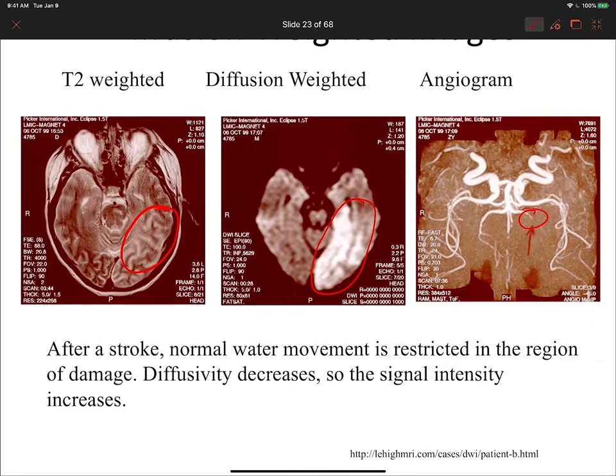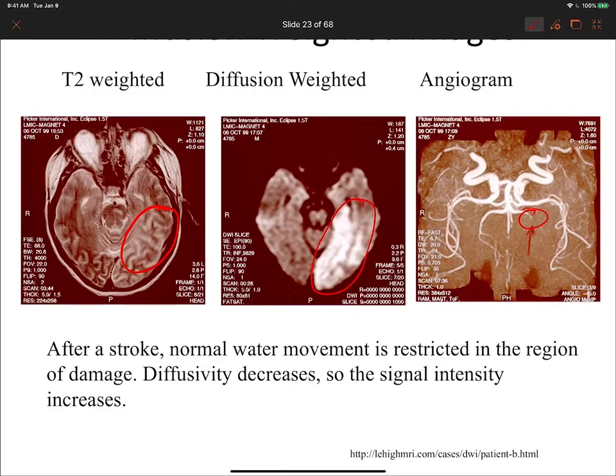Now, this has been known for almost 30 to 40 years, since the early 90s, and it's used clinically. If you have a stroke, most likely you'll get a CT, but if there's time, they will give you an MRI. And diffusion weighted imaging is currently part of the standard of care.